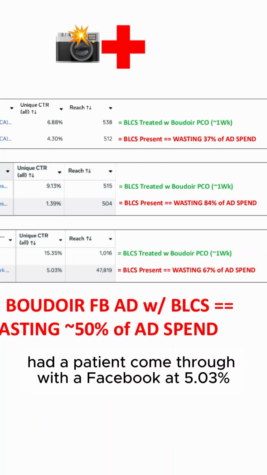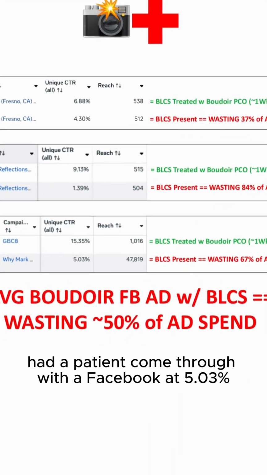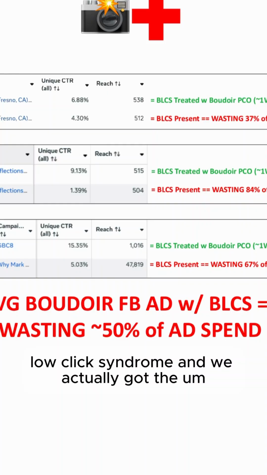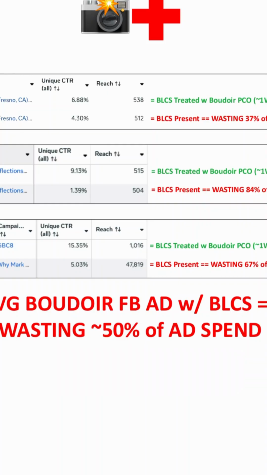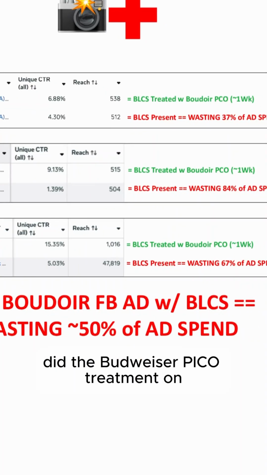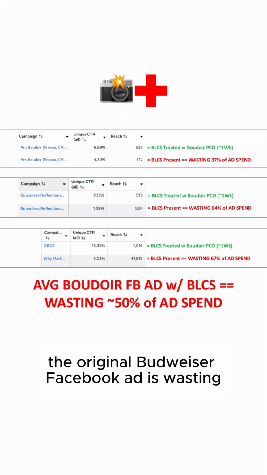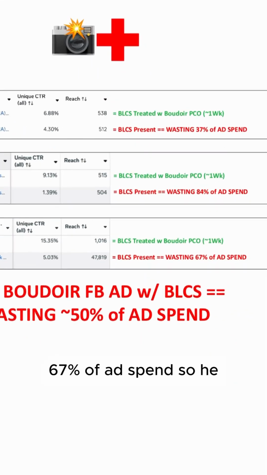Finally, had a patient come through. Boudoir Facebook ad at 5.03%, under 6%. That means BLCS is present, Boudoir low-click syndrome. And we did the Boudoir Pico treatment on it. It takes about a week. Got the unique CTR up to 15.35%. So we found out the original Boudoir Facebook ad was wasting 67% of ad spend.